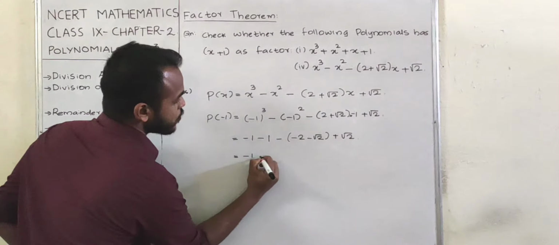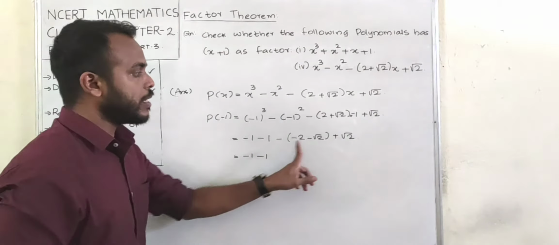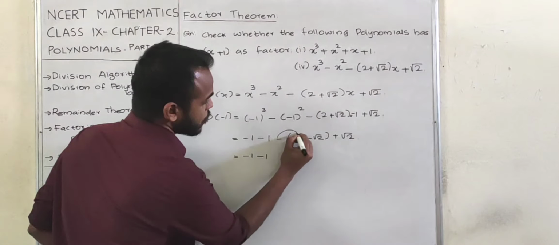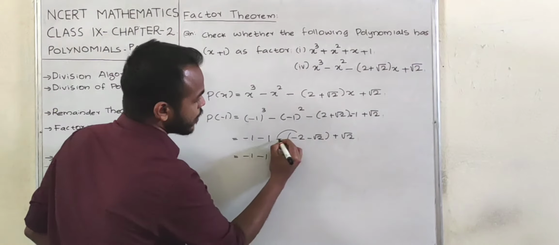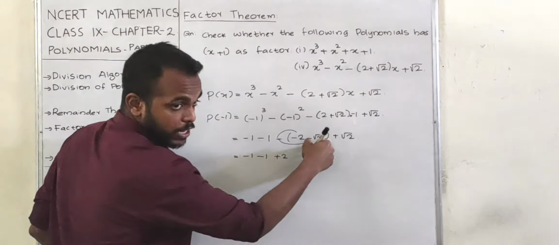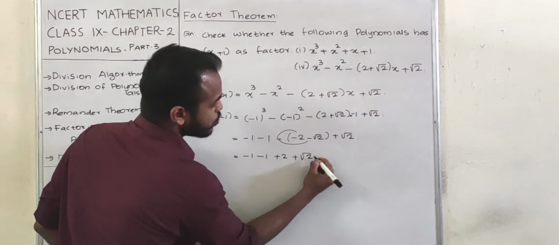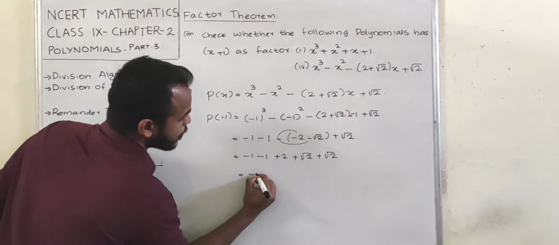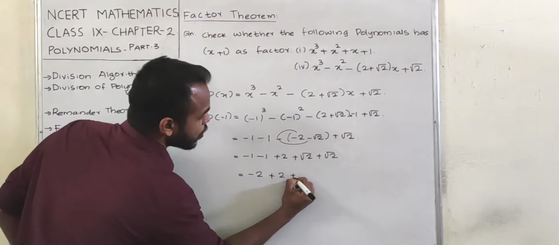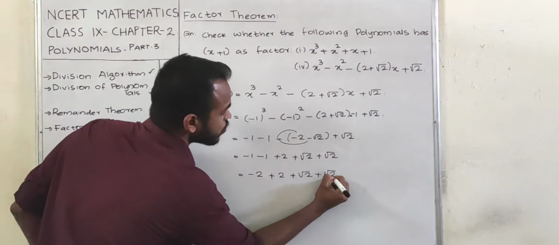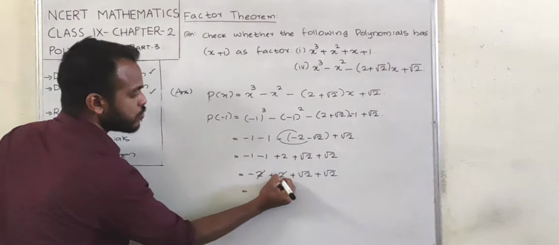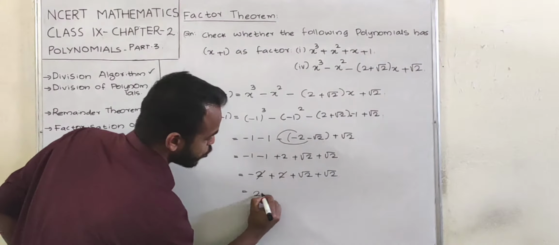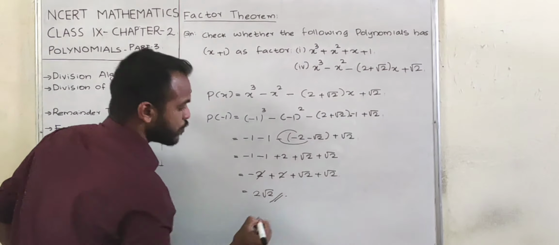So you can write minus 1 minus 1. There is a negative symbol outside the bracket as well. We will do that. Minus 1 into minus 2 is plus 2. Then minus and minus root 2 is plus root 2. Then another root 2 is there. Minus 1 minus 1 is minus 2, plus 2 plus root 2 plus root 2. You can cancel these two, minus 2 and 2. So what happens? We have root 2 plus root 2. What is root 2 plus root 2? It is 2 root 2.